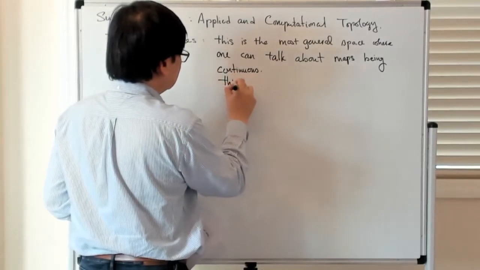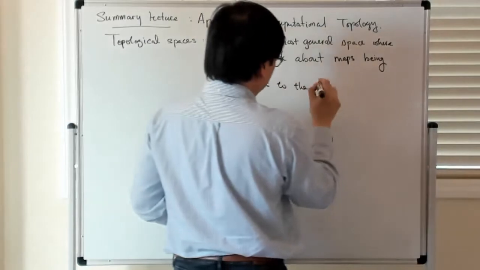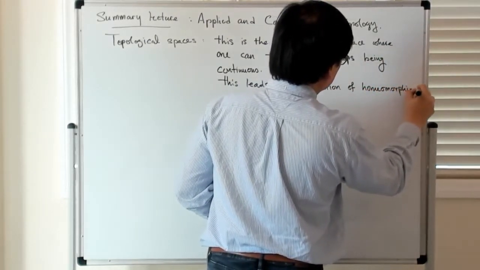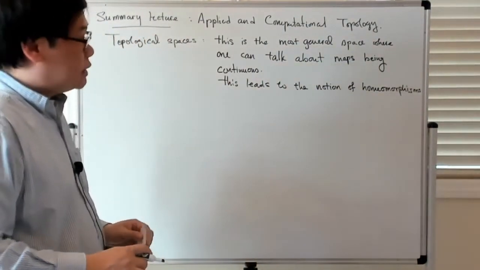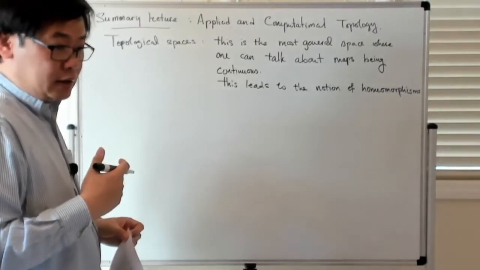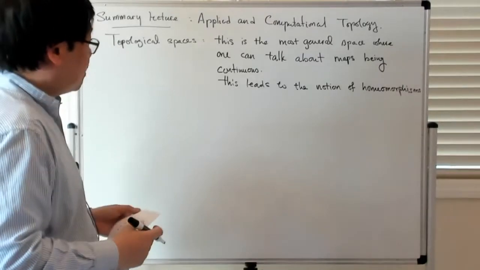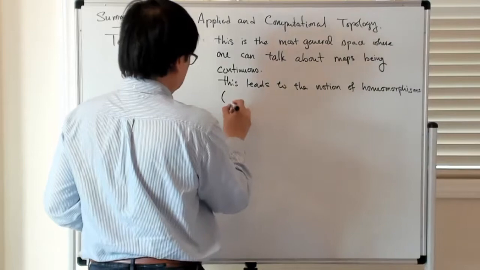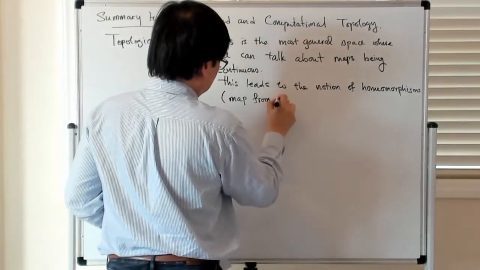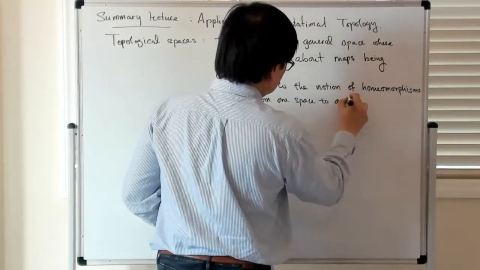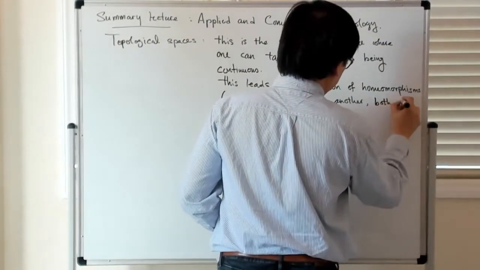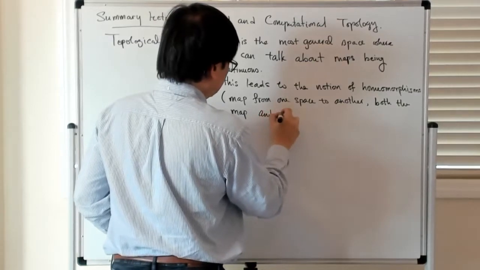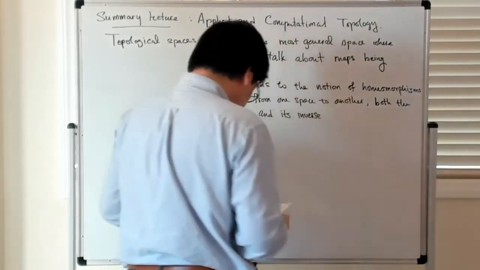This leads to the notion of homeomorphisms. Two topological spaces are homeomorphic if there is a map which is continuous from one space to the other, and the inverse is also continuous. And that's the notion of equivalence one is concerned with when one studies topology. So there's a map from one space to another, and both the map and its inverse are continuous.